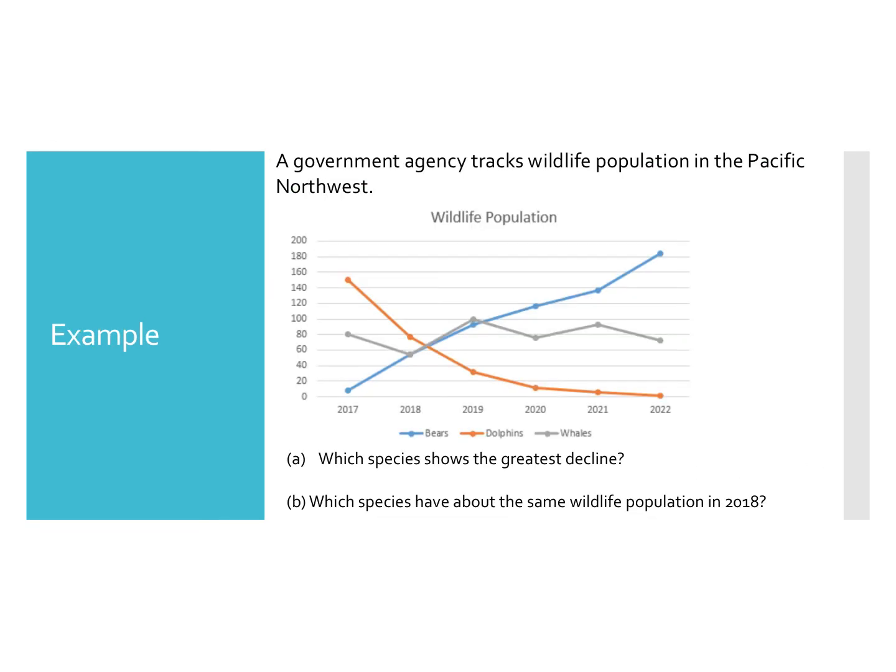Let's look at another one. A government agency tracks wildlife population in the Pacific Northwest. Which species shows the greatest decline? And notice it's this orange graph, so we're going to say the dolphins. And which species have the same wildlife in 2018? So 2018 would be here, so we're going to say bears and whales.